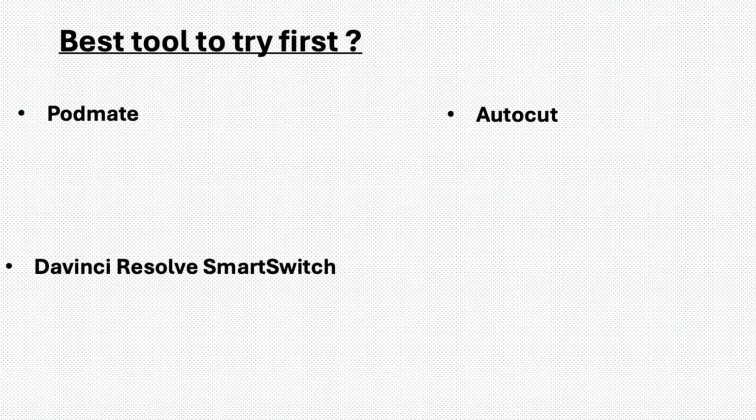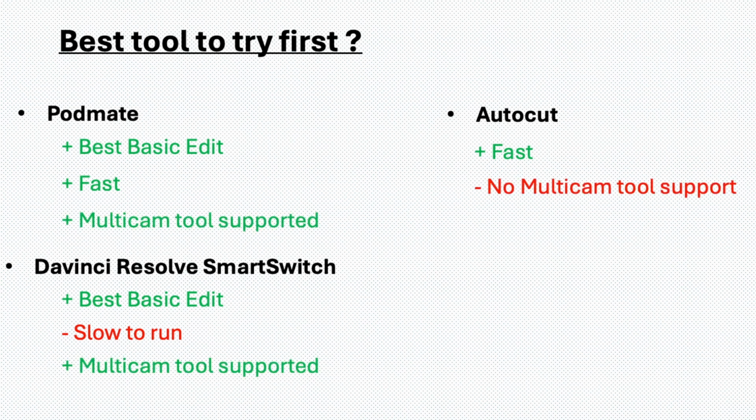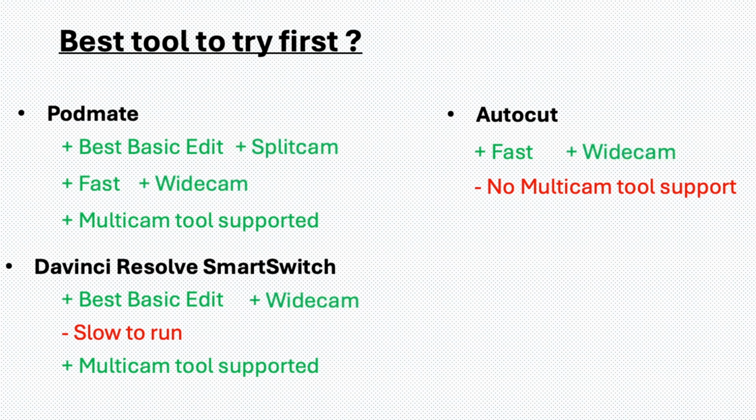So to wrap this all up, Podmate and the DaVinci Smartswitch give the best basic edit. Smartswitch does take forever to run, so that's a big factor. Autocut and Podmate are super fast in terms of actually running. Autocut doesn't have multicam support, while DaVinci and Podmate do. Wide cam is ubiquitous in all tools. Split cam is only inside of Podmate. So my slightly biased opinion is that Podmate is the best first option to try, and then Autocut might be a good secondary app to evaluate as well.